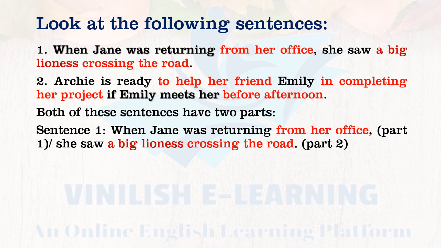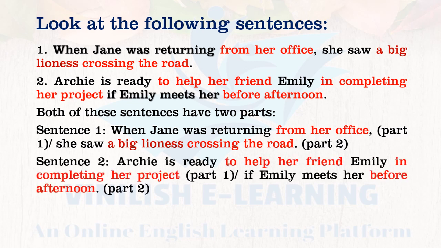Look at sentence 1. When Jane was returning from her office, this is part 1 of the sentence. She saw a big lioness crossing the road. This is part 2 of the sentence. Sentence 2. Archie is ready to help a friend, Emily, in completing her project. This is part 1 of the sentence. Whereas, if Emily meets her before afternoon, this is part 2 of the sentence.